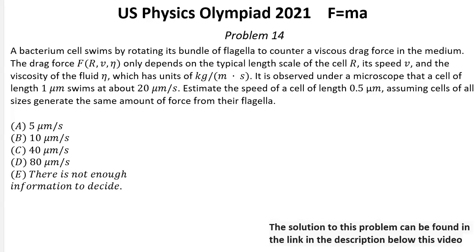It is observed under a microscope that a cell of length 1 micron swims at about 20 microns per second. Estimate the speed of a cell of length 0.5 microns, assuming cells of all sizes generate the same amount of force from their flagella.